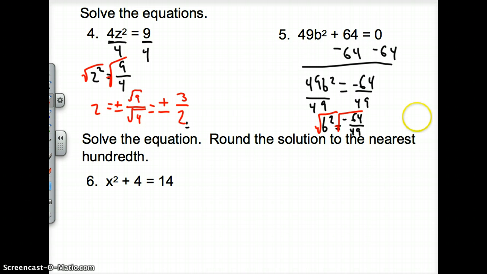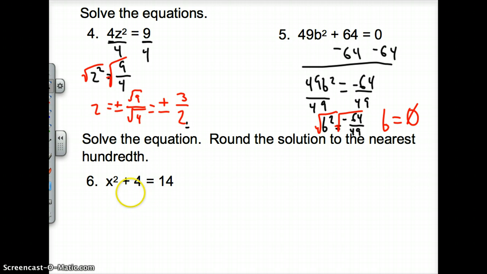We have a negative inside the square root, which we can't do yet. So b has no solution. Next, you have to be careful when reading our directions, because now it says solve the equation and round the solution to the nearest hundredth. The nearest hundredth is the second decimal place.